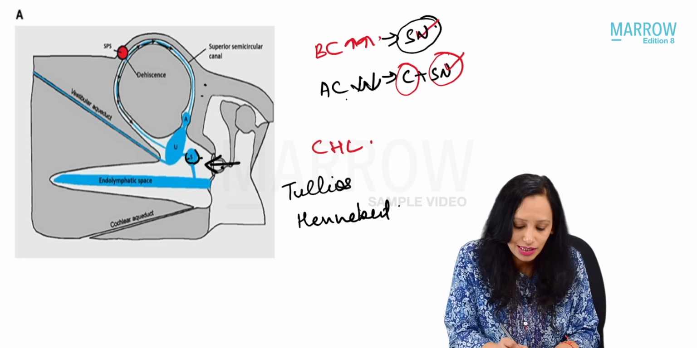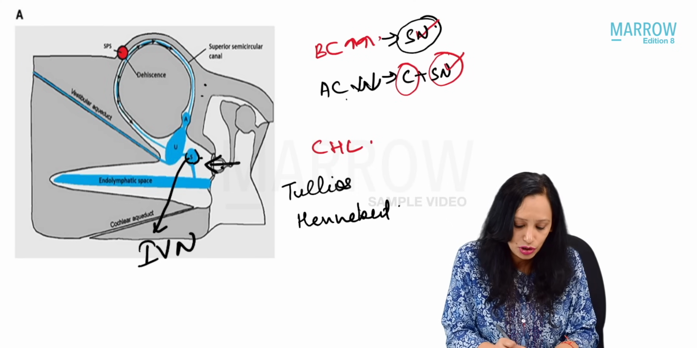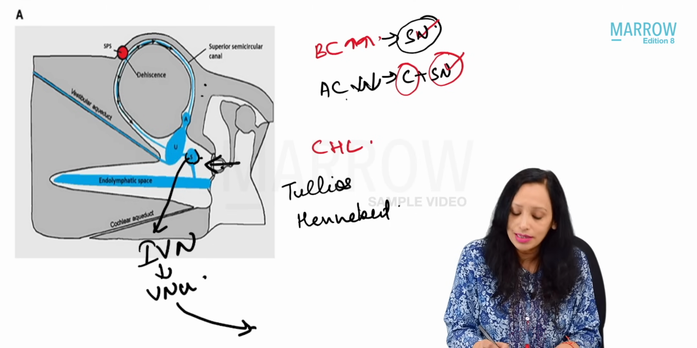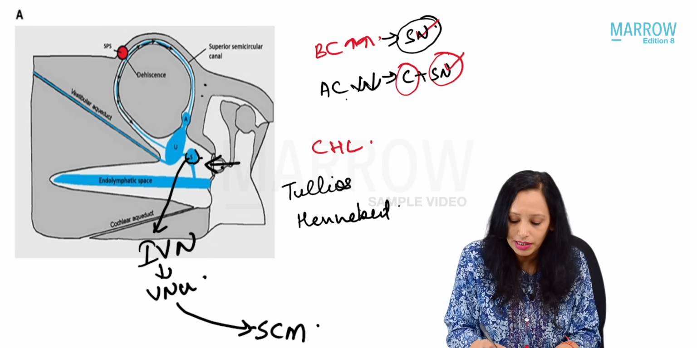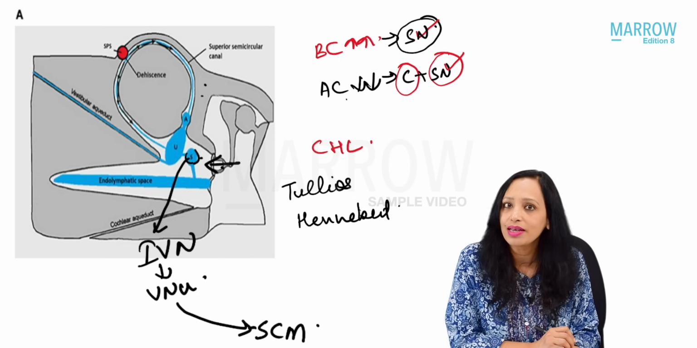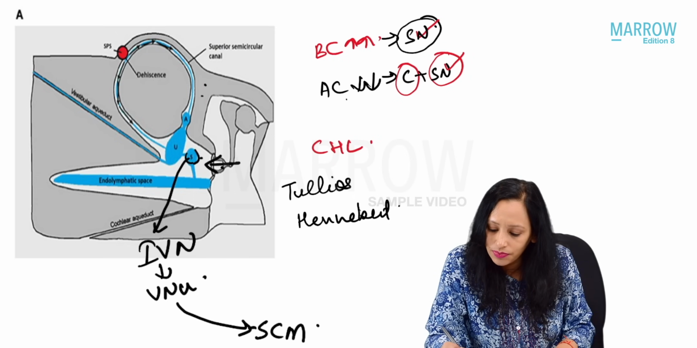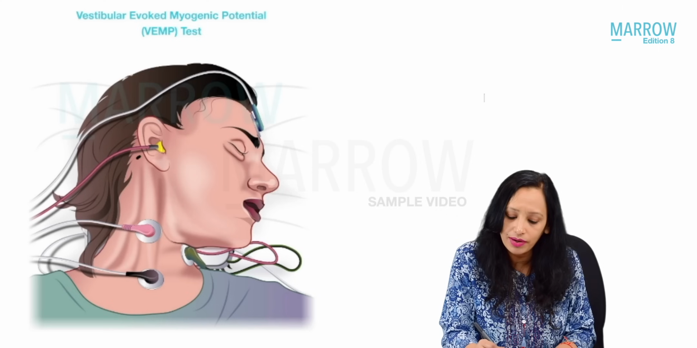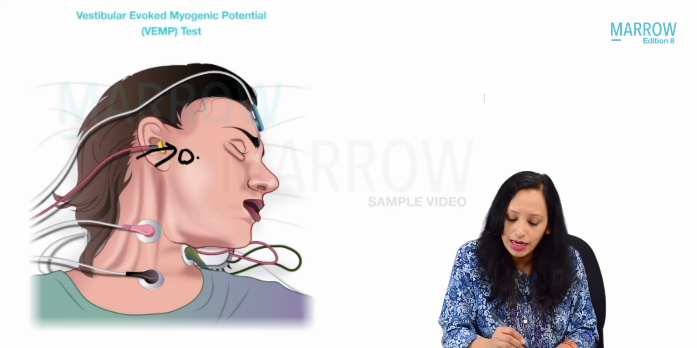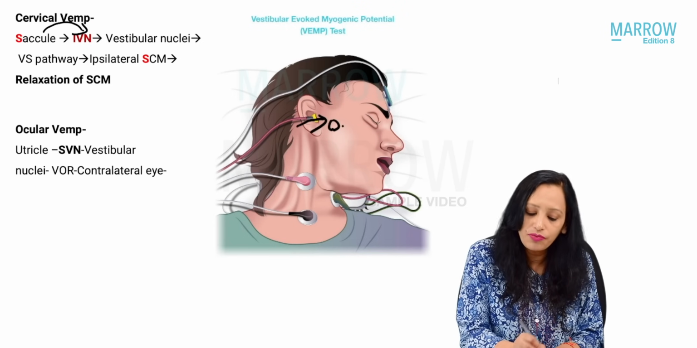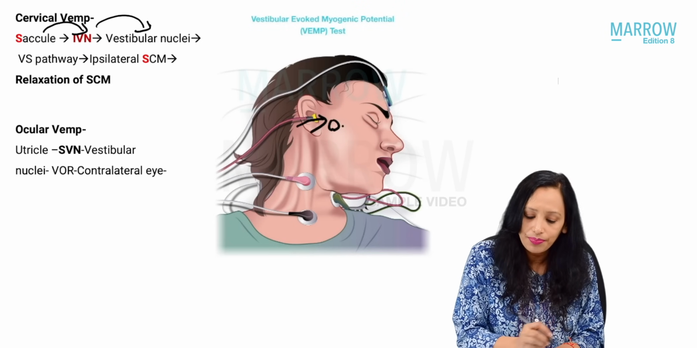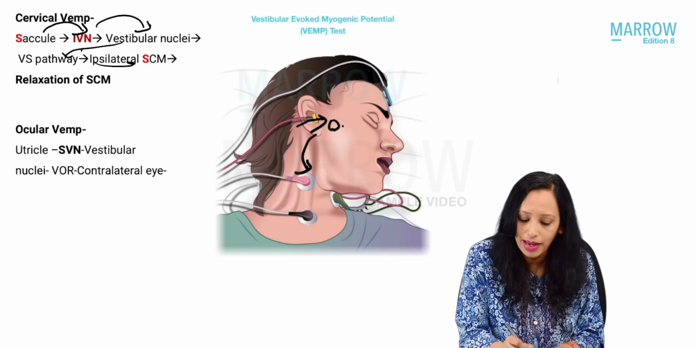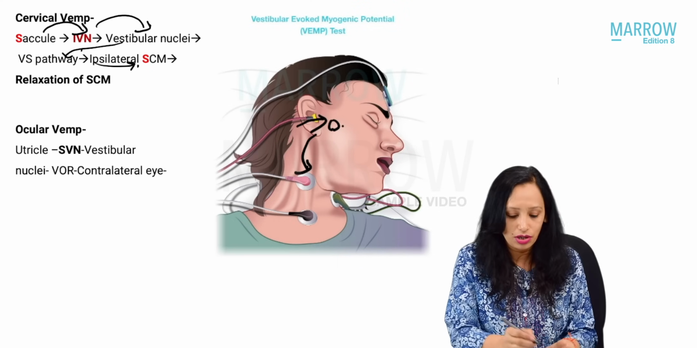So what happens from the saccule, from the inferior vestibular nerve, which goes to the vestibular nuclei, there the impulses are transmitted to the sternocleidomastoid muscle of the same side. Is that clear? Yes, we do have a picture of this also. Whenever there is a very loud sound, it reaches the saccule, and from the saccule it goes through the inferior vestibular nerve to the vestibular nuclei, and then through the vestibulospinal pathway it goes to the ipsilateral sternocleidomastoid, and there is a sudden relaxation of the sternocleidomastoid.